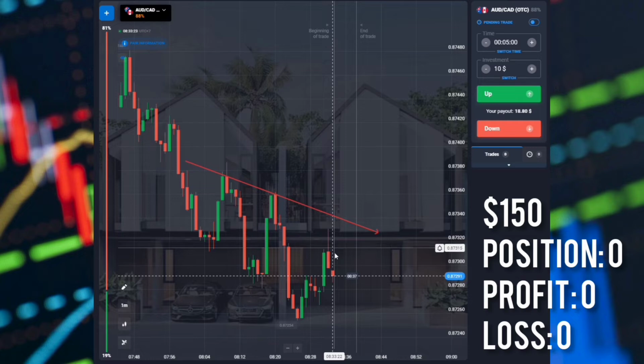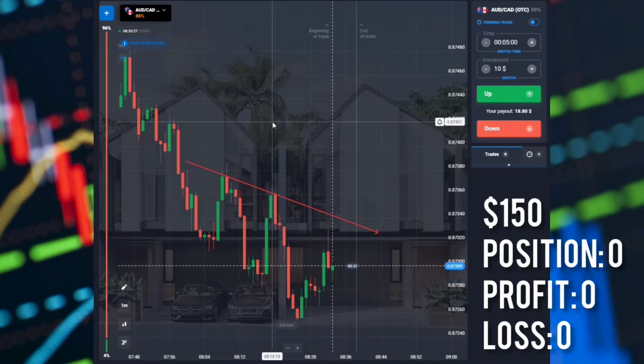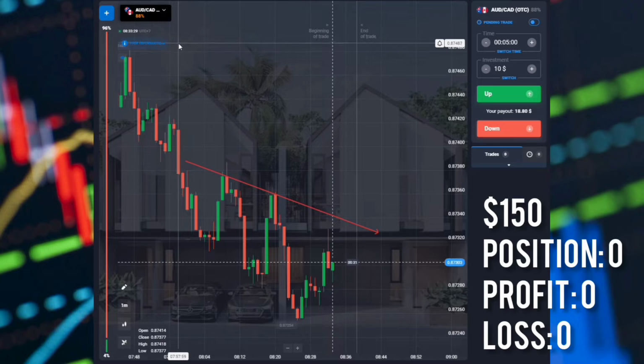Now let's see. So we're not going to do this yet because this chart is not going up again. We're going to look for another market.